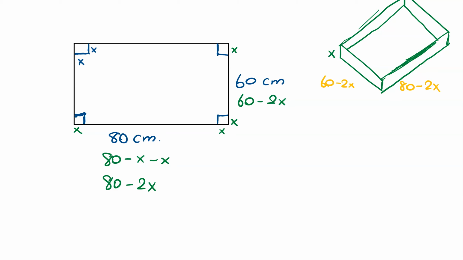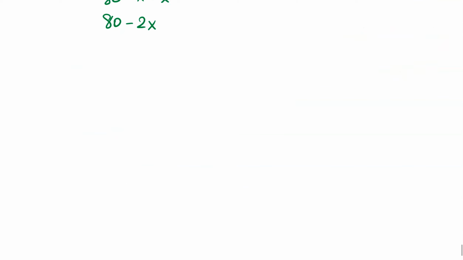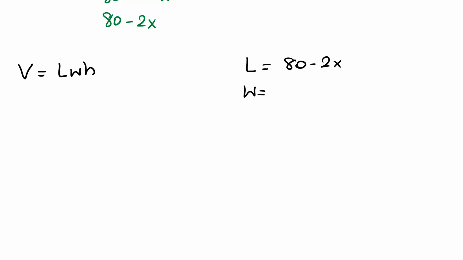And now we're going to find the volume. If you think about a volume of a rectangular box, the general formula is V equals length times width times height. We know what our length is. Our length is 80 minus 2X. Our width is 60 minus 2X. And our height is X. So we're going to substitute this into our volume formula.